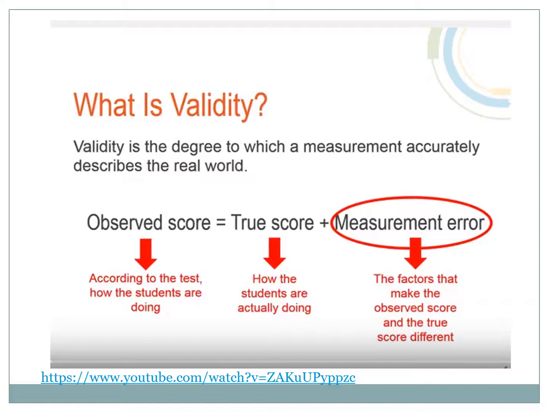What could cause measurement error? Poorly worded questions that the students don't understand could cause measurement error. Test anxiety could cause measurement error. There are many things that could cause measurement error, and so you want to minimize that or keep it as small as possible so that the observed score is as close to the true score, what it should be, as possible.